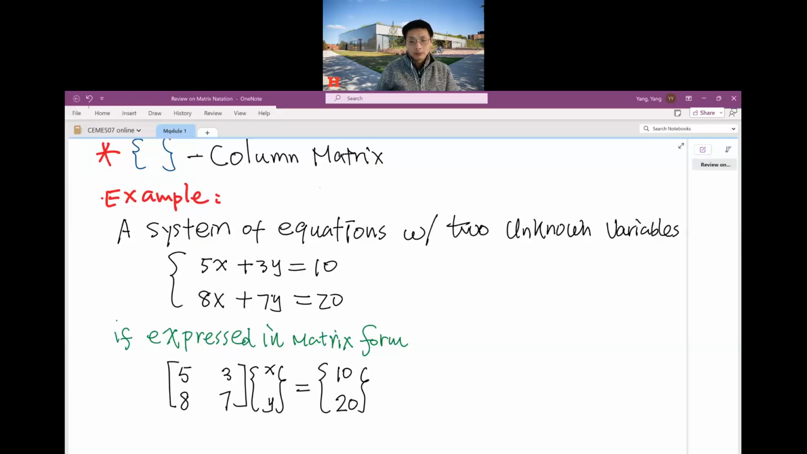So as you can see here, it is a very straightforward transformation from the two equations to the matrix form. We just use a rectangular matrix to represent the constant coefficients for x and y, and we use the vector matrix to represent the unknown variables and all the constant numbers on the right side of the two equations. So this is the matrix form for a typical system of equations.